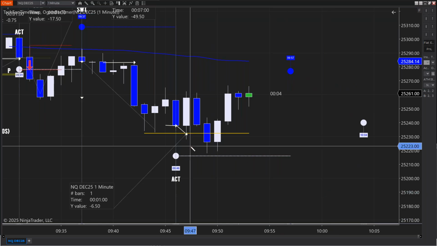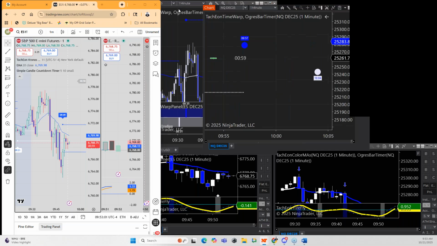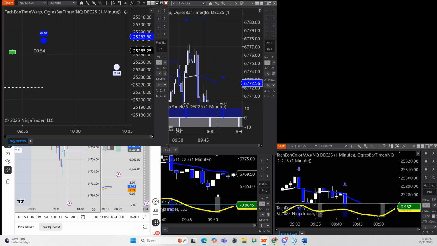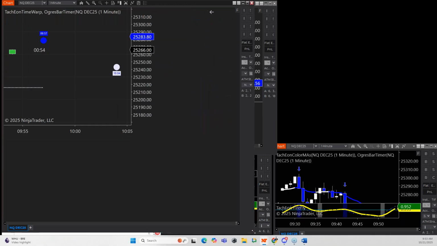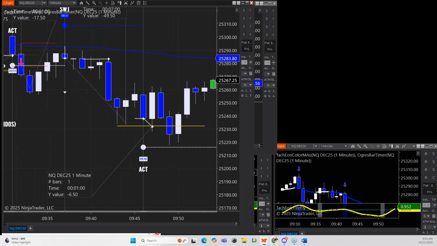All right. Now, inside of that environment, I want to come back and look at it through the fourth lens of a CDOS. So I'm going to open up a new chart. New chart. NQ, 1 minute. Same settings for everything.